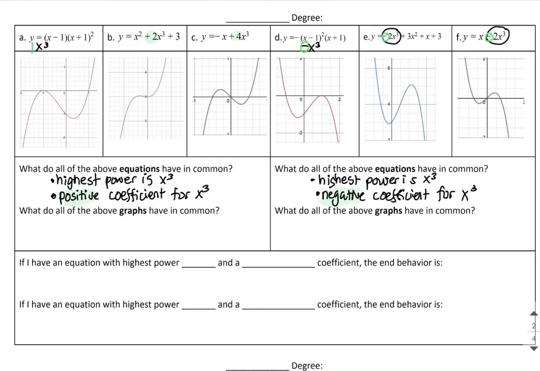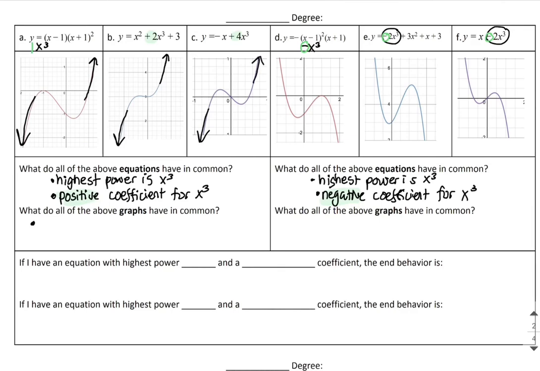I also want to talk about what all of these graphs have in common with each other. What they all have in common is their end behavior. As I go to the left, I'm going downwards. As I go up to the right, to positive infinity, I'm going upwards. As I go to negative infinity for x, I'm going downwards. As I go to positive infinity for x, I'm going upwards. Downwards to the left, upwards to the right.